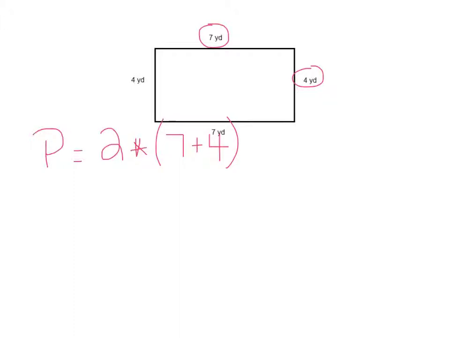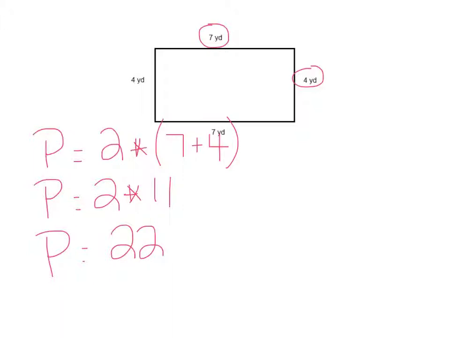That gives us P for perimeter equals 2 times 11. So the perimeter of this particular rectangle is 22. And notice now the unit we're using are yards. So we put YD for yards. 22 yards would be the perimeter.